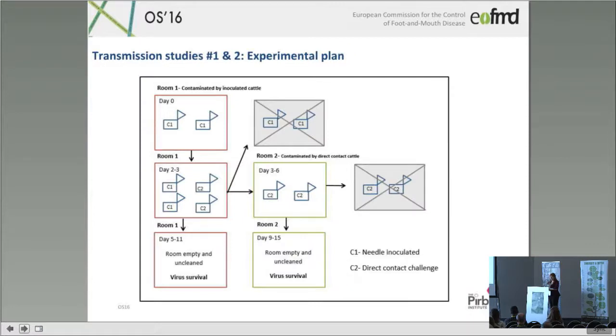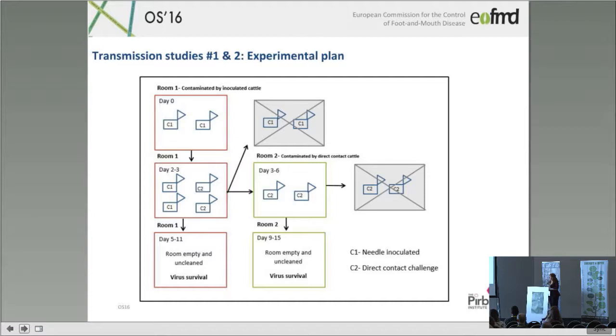So this might look quite familiar from Claire's talk, but I'm purely going to focus on the movement of the donor animals, as these are the animals that were contaminating the rooms. Room 1, which is bordered in red, was the room that housed the inoculated cattle. They were inoculated into the tongue with 10 to the 5 of O UKG from 2001.